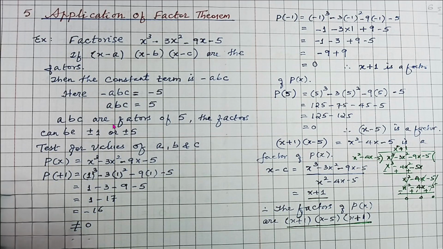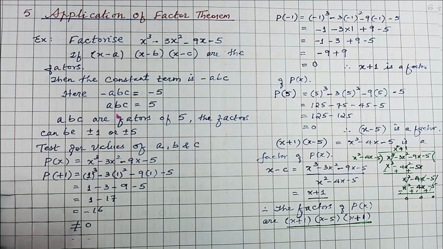If abc is 5, then a, b, c are factors of 5, and the factors of 5 are plus minus 1 and plus minus 5. So now we have to find out for what values of a, b, c the p of x will be 0. Let us take the first value, that is p of plus 1. When we put x as 1, we get p of plus 1 is not equal to 0. Therefore x minus 1 is not a factor.